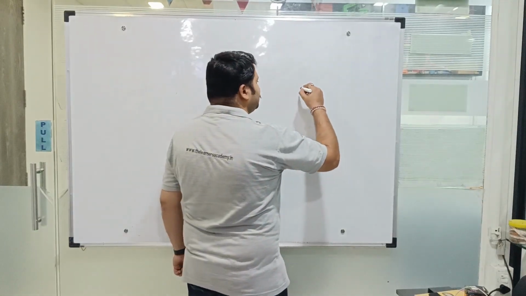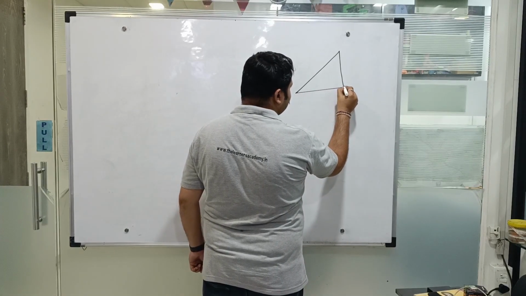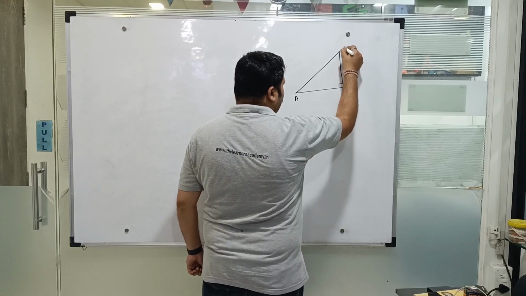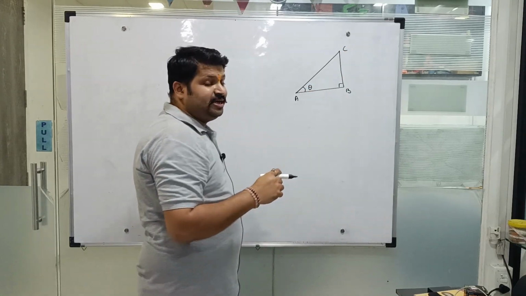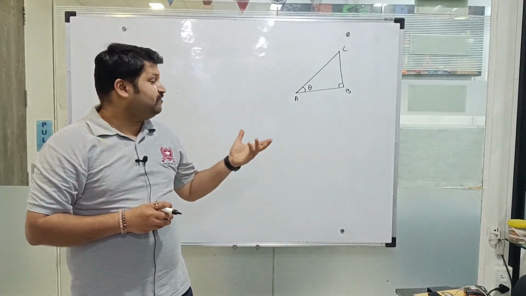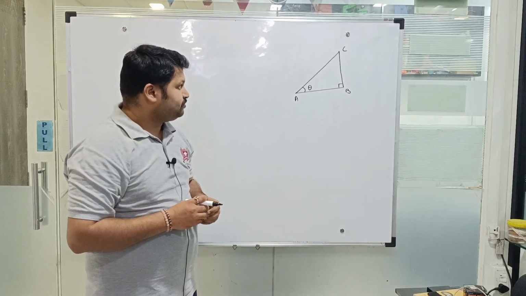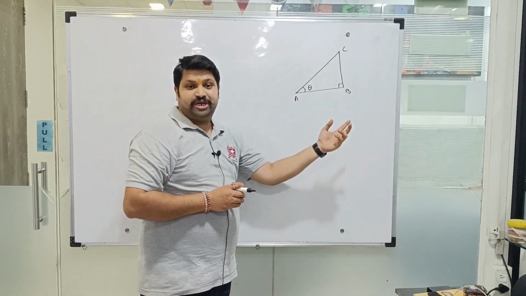So let us consider a right angled triangle ABC, right angled at B, and let us define angle A as theta. Theta is a Greek letter. We would be using it quite often when we are dealing with trigonometry. Now, let us define these 2 sides.